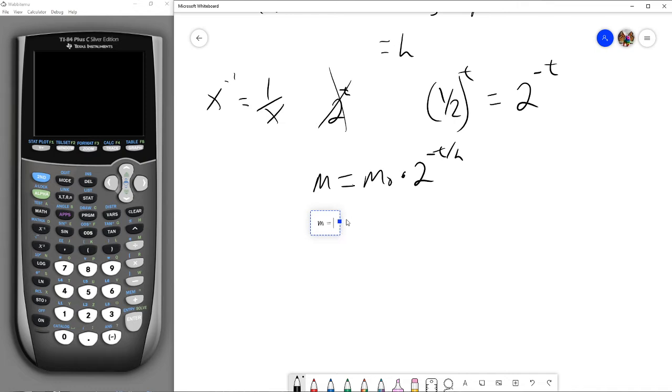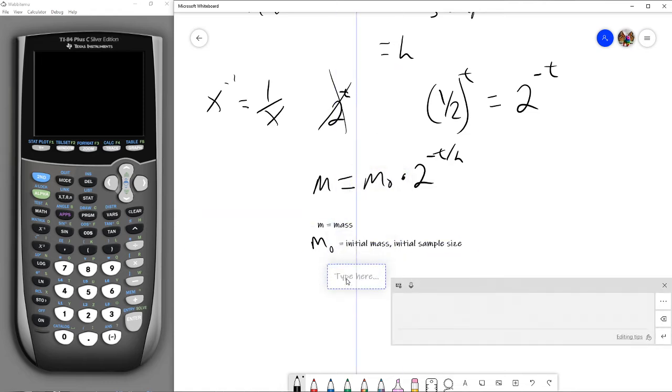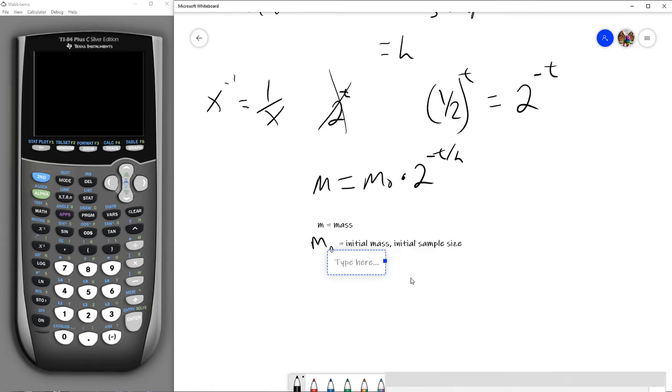So we'll type that out. m equals mass, m naught would equal our initial mass, initial sample size, and then we said h again. We can type that out too. We said h was equal to half-life. All right.